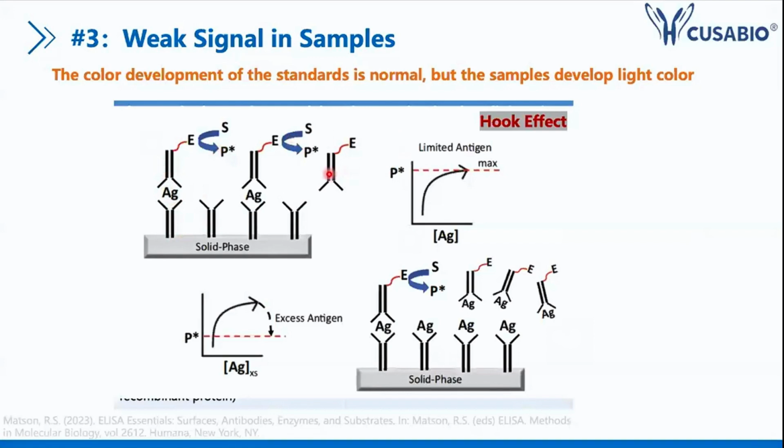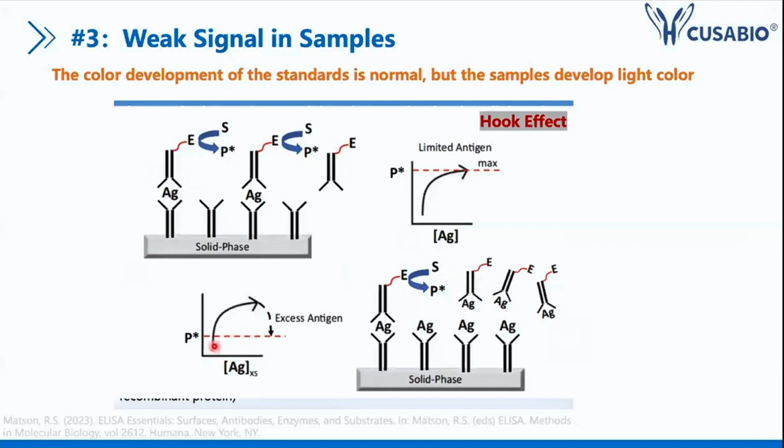So after you add the substrate, it will result in a color change and the signal will increase. However, if you have a very high analyte concentration, the excess analyte can saturate the capture antibody. So there will be a lot of free analyte in the assay solution, and this free analyte competes with the capture antibody, blocking or reducing the effective binding between the detection antibody and the analyte.